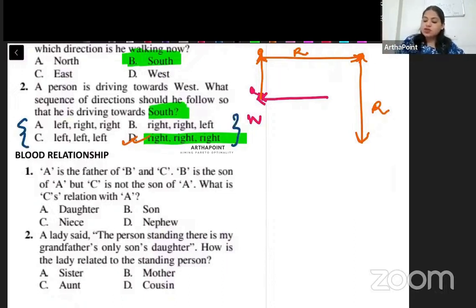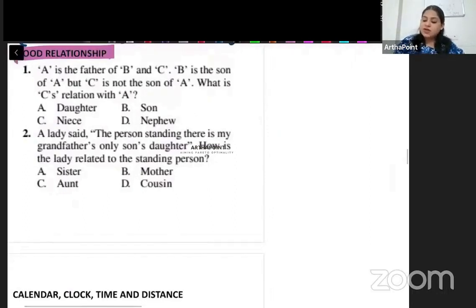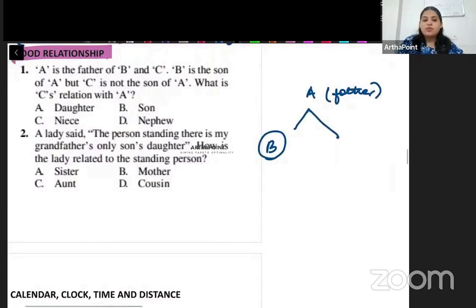But the next kind of question that will come tomorrow is called blood relationship. Ek do question blood relation ke dekhte hain. A is the father of B and C. B is the son of A. But C is not the son of A. Matlab C daughter ho gayi. What is C's relation with A?